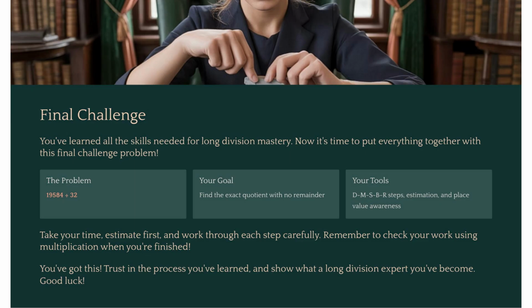Here is your final challenge. 19,584 divided by 32. Take your time, estimate first, and follow the standard algorithm step by step. Go through the DMSBR cycle for each digit. You will find that this problem has an exact quotient with no remainder. Master this, and you'll be fluent in dividing multi-digit numbers.